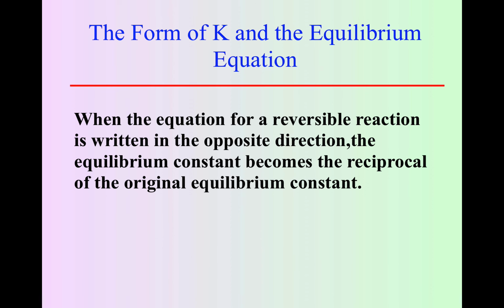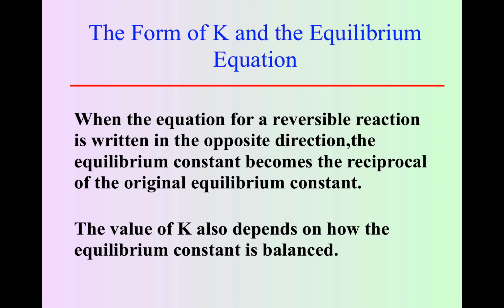All right, the form of K and the equilibrium equation. When the equation is reversible, written in the opposite direction, the equilibrium constant becomes the reciprocal of the original equilibrium constant. So if I get a K value going forward, and I turn the reaction around, I want to know what the K value is for the reverse reaction, I divide it into 1. K value also depends on how the equilibrium expression is balanced, right? So with different coefficients, you're going to get a different value for K, which I always found odd, but that's the way it is.